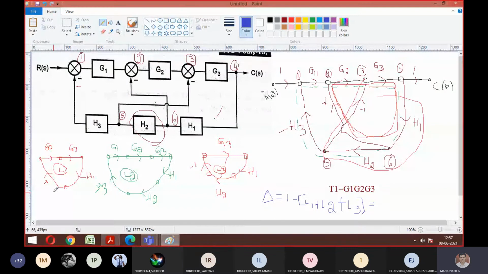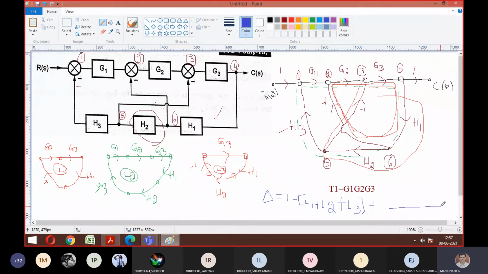Yes, sir. Similarly, what is the L2 answer, guys? G1, G2, G3, H1, H2 minus H3. Is it okay? Yes, sir. And the last, L3, is minus G3 minus H1, H2. Okay? So substitute all these answers here and subtract from 1, and you are going to get the delta answer.